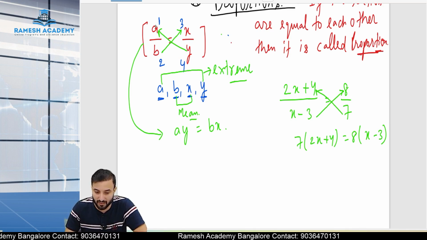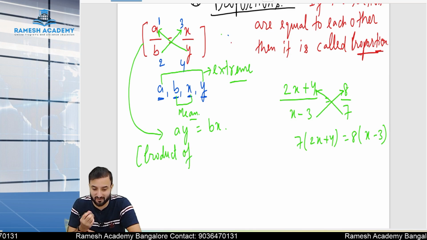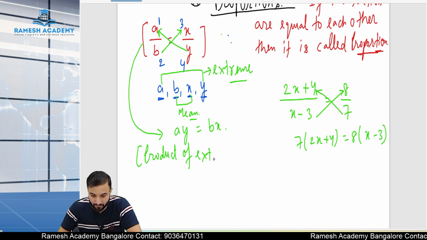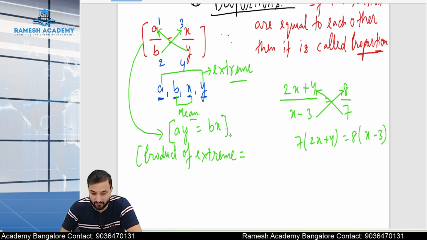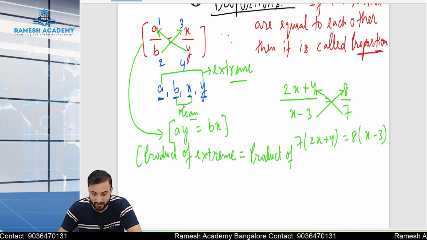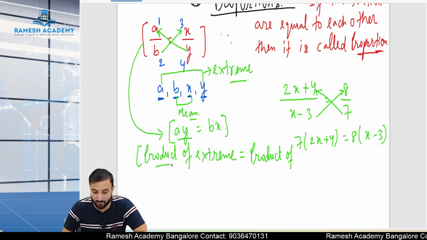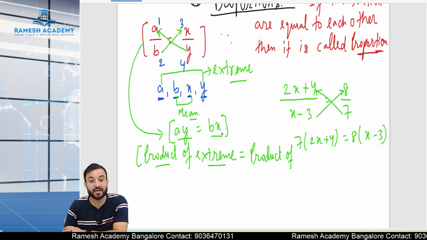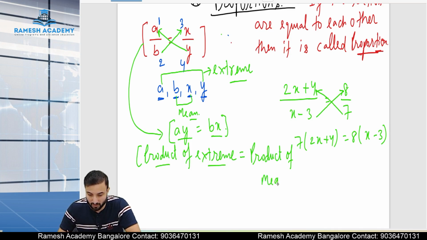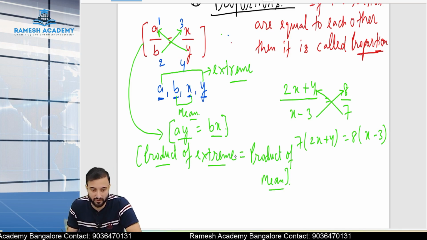So here, a and y get multiplied. Multiply means product. The product of a and y is the product of extremes, which equals the product of b and x. a and y are the extremes, so it will be the product of extremes. Then b and x are the means, so it becomes the product of means. That is the thing.